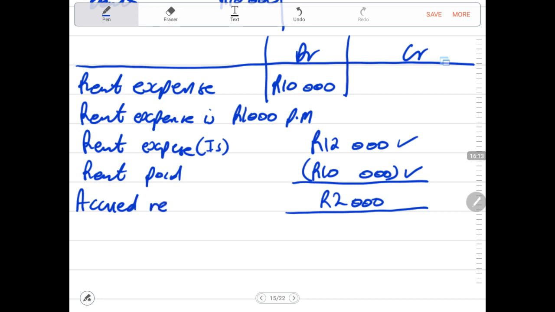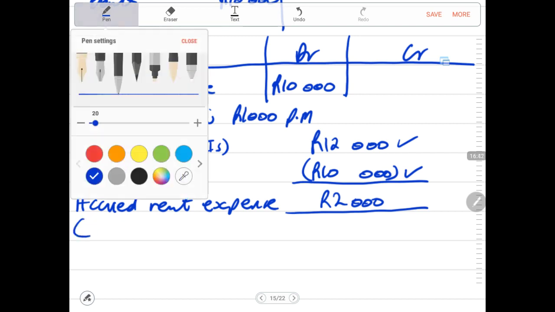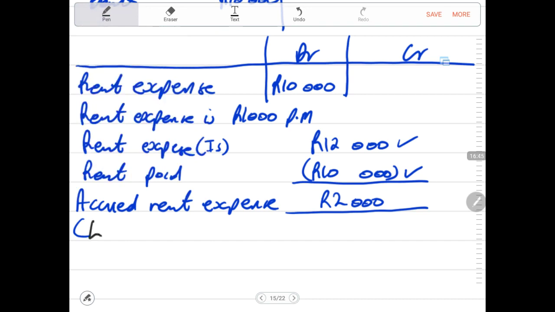This will be accrued rent expense, meaning rent not yet paid. Remember, the word accrued means not yet. That means in the case of the expense, it's an expense not yet paid. That means we're supposed to have paid for this expense, but we have not yet paid for it. So an expense that is supposed to be paid but not yet paid then becomes a liability, because it's something that we are liable to pay but we have not yet paid.